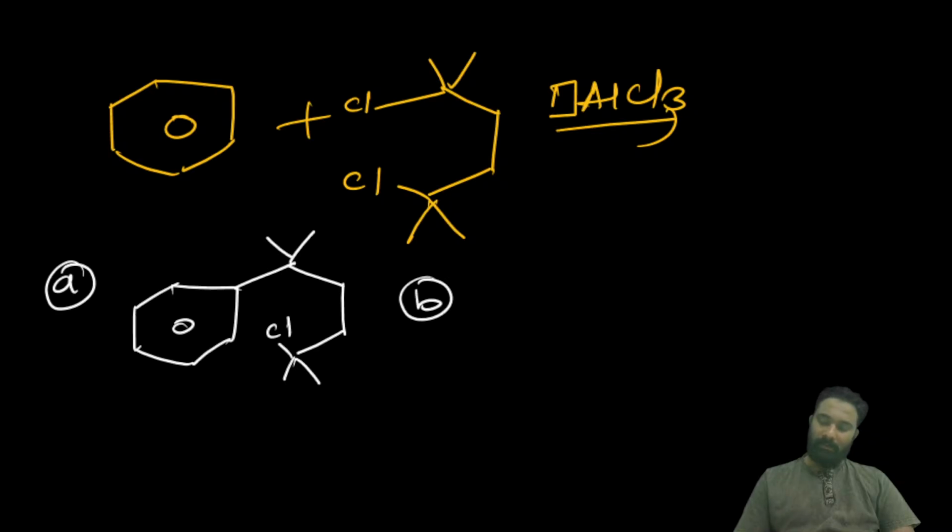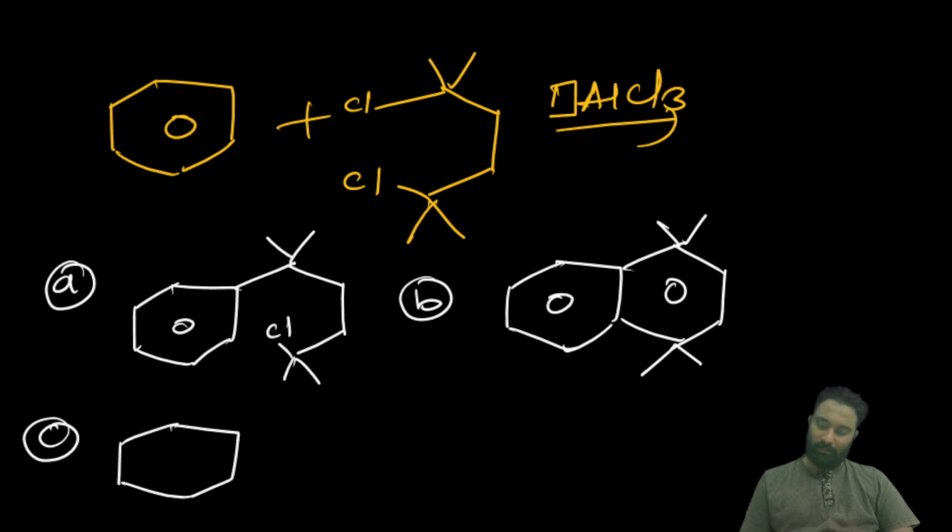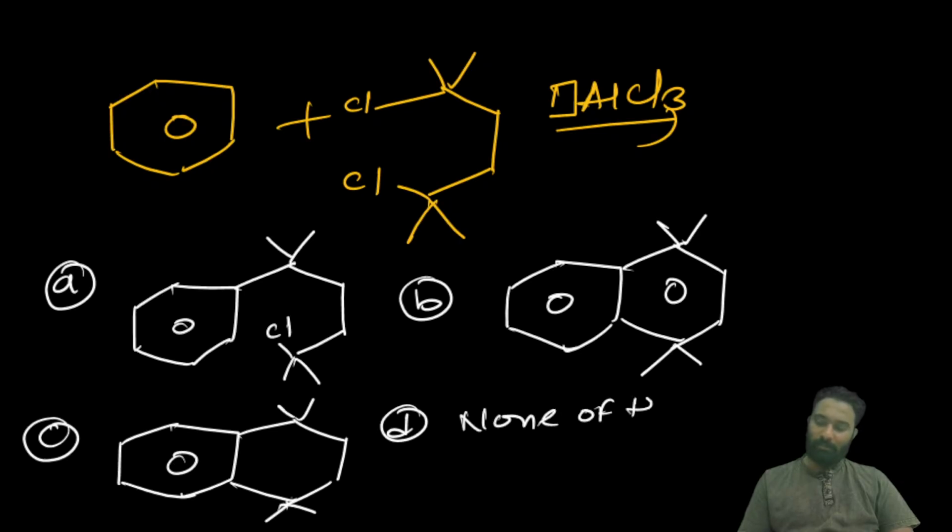A, B will be this is B. Now the C will be, now this is C. D, none of the above. D is the none of the above.